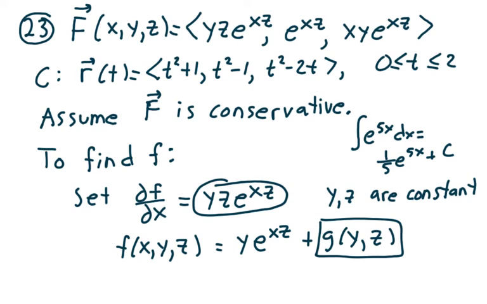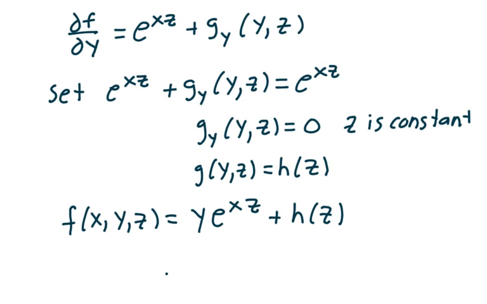Now, I need to get a handle on g of yz. So I need to take the partial of f with respect to y. And that's what I did over here. When I do, I get e to the xz plus g sub y of yz. Set e to the xz plus g sub y of yz equal to e to the xz. So g sub y of yz equals 0. And remember here, z is constant, which tells me g of yz is equal to h of z.